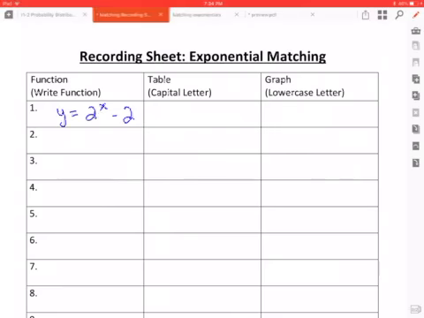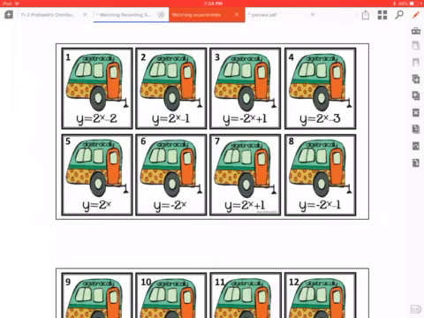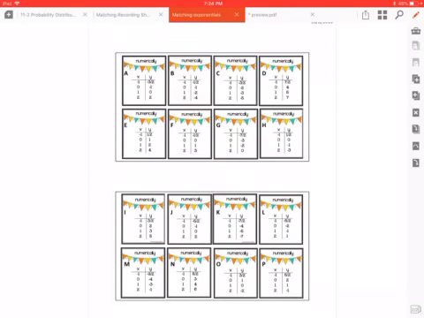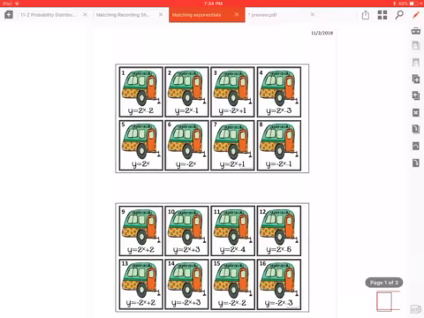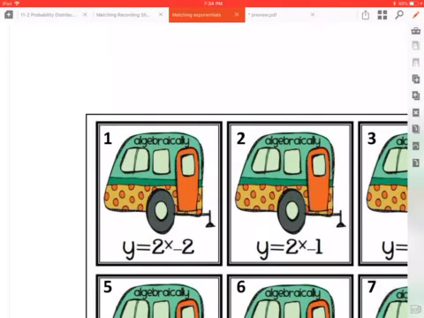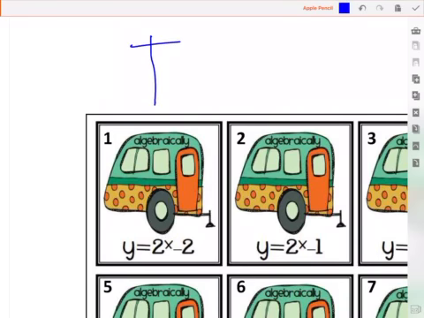Second column says table. So looking at the second page, the back of that first page, I believe, we've got the tables. And it looks like they're all going -1, 0, 1, 2. So I'm going to go back over here to my problem that we're working, and we're doing x and y: -1, 0, 1, 2. And this is what you'll do on each of them.